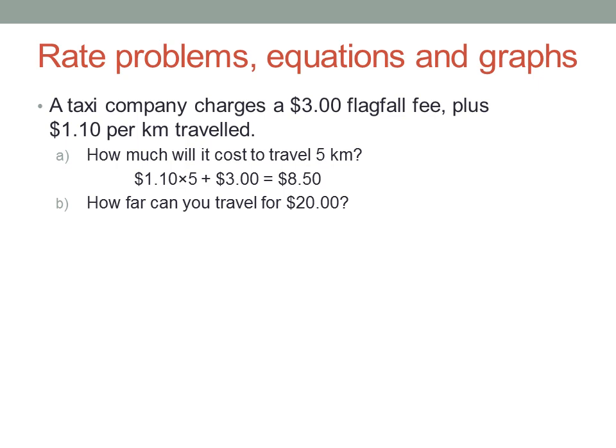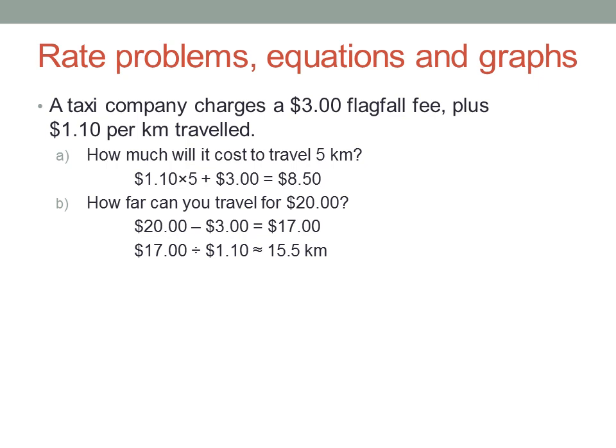How far can you travel for $20? Don't forget to take off the flagfall fee first before you divide. 20 minus 3 is $17. Then 17 divided by $1.10 is, how many decimal places do I need? Well, to be honest, if I'm in a taxi, probably the nearest 100 metres or so will do. So let's round off to 1 decimal place. 15.5 kilometres.